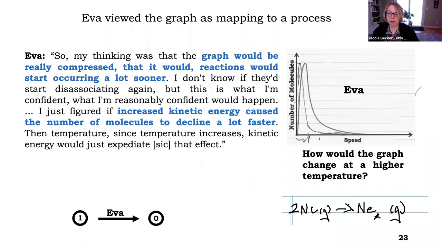So while Ava's proposed mechanism of change was incorrect, you can see that she does have some productive knowledge resources here. For instance, she associates higher temperature with particles having a higher kinetic energy. But because she was reading the graph as though it corresponded to a process, her ability to draw correct predictions was impeded.